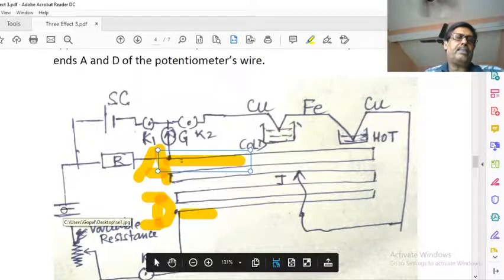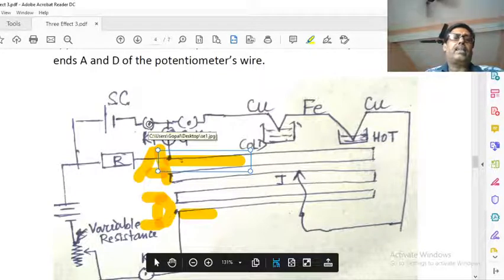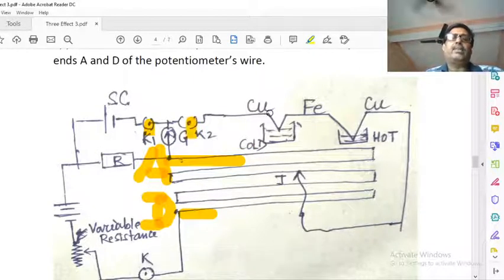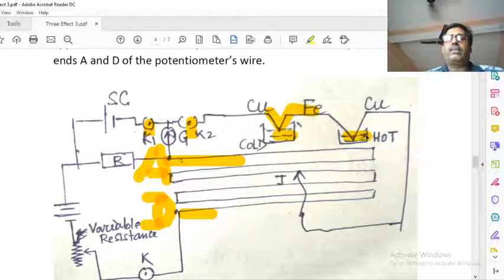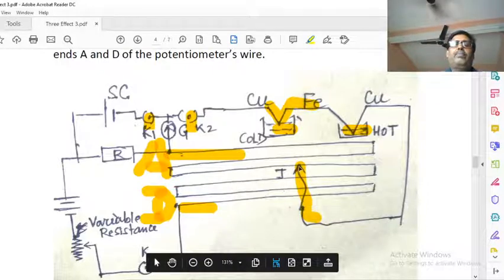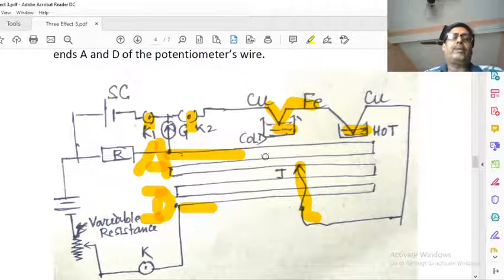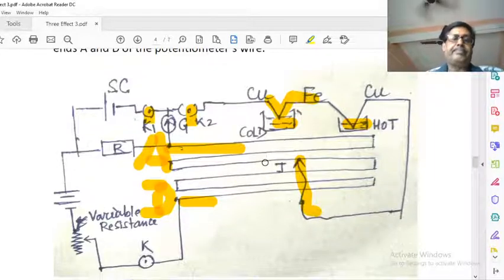Okay, this is a battery and this is a variable resistance. Now this is a standard cell, key K1, key K2, and Cu. This is a thermocouple, the thermocouple of copper and Fe. This is the cold junction and this is the hot junction. And actually null deflection is obtained with the help of the jockey. The jockey is put in contact at any point of the wire where we get no deflection, known as null deflection.